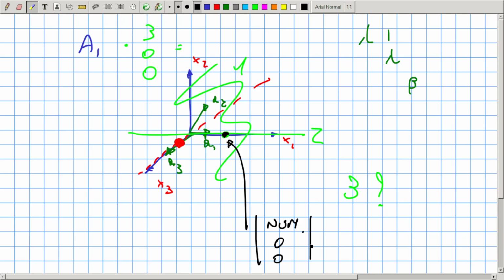On the line, whenever I take this point here, it has coordinate x1 different from 0, coordinate x2 equal to 0, coordinate x3 equal to 0. Together? Perfect. It means that whenever I take this amount of time A1, I stay on x1. If I had something here, I would take a combination of A1 and A2, and I would stay on the plane. Are we together?